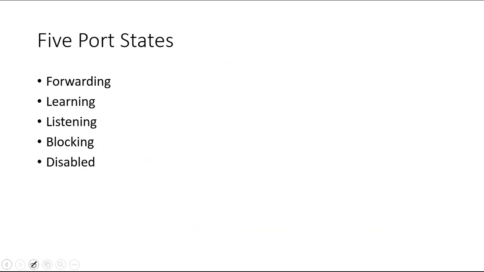So on the next slide we cover the 5 port states in STP: disabled, blocking, listening, learning, and forwarding. A port in the disabled state doesn't process BPDUs or forward user traffic, because the port is down, so automatically it doesn't process BPDUs or forward user traffic.